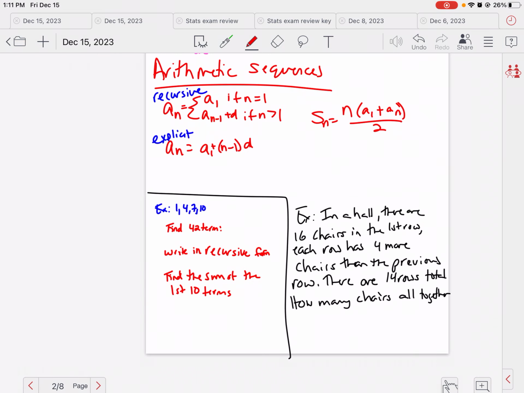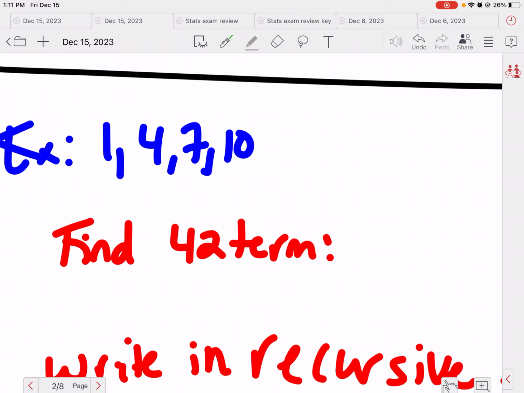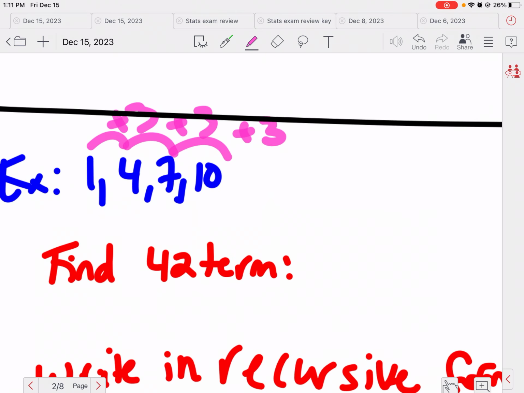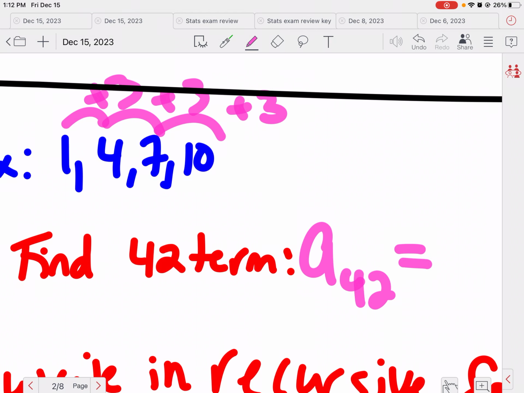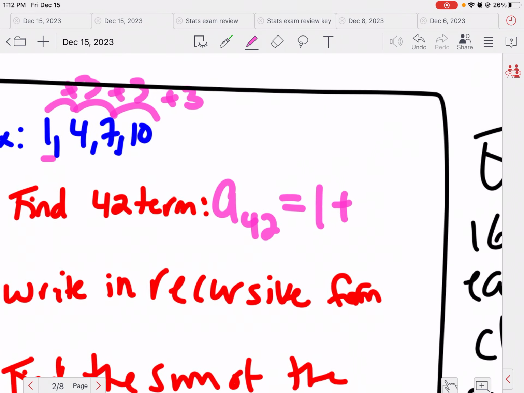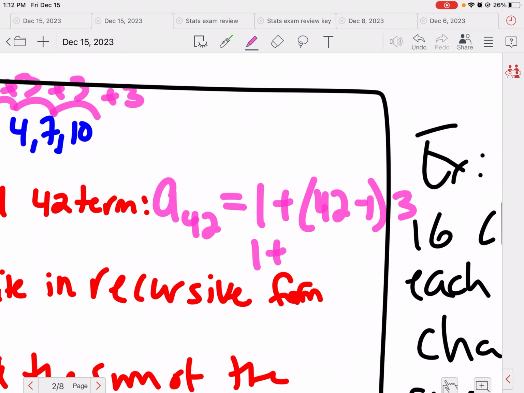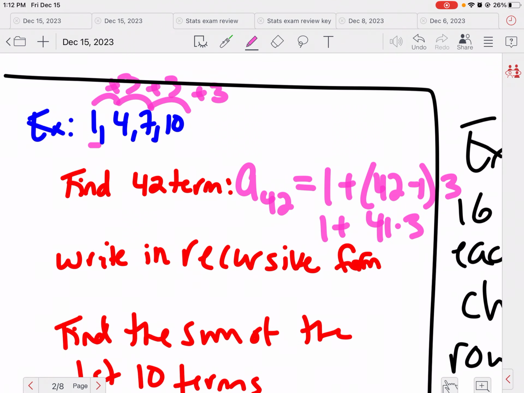So first thing, let's look at these terms. We have 1, 4, 7, 10. I want to check that that's an arithmetic sequence. I'm adding 3, adding 3, adding 3 every time. So if I want to find the 42nd term, I'm going to use my explicit definition. I'm going to find a sub 42, which equals a1, the first term, which is 1, plus n minus 1, where n is 42 minus 1, times our difference, which is 3. So I have 1 plus 41 times 3. 41 times 3 is 123, plus 1 is 124. So my 42nd term would be 124.